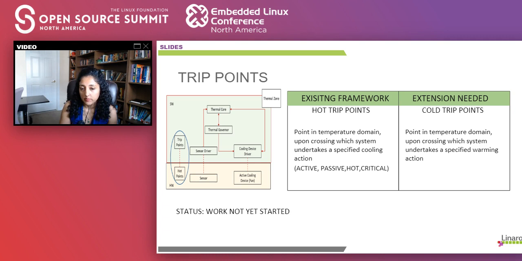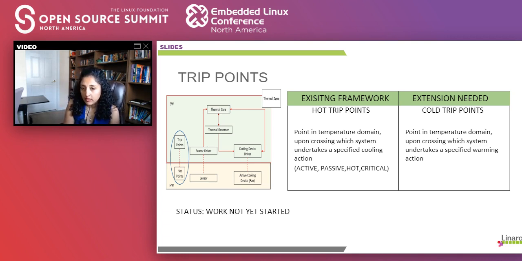There is the active trip point and the passive trip point. An active trip point means that the cooling device that is called is an active cooling device, and a passive trip point means the cooling device that initiates the mitigating action is a passive cooling device. And then there is a hot trip point, which means that the system is in an emergency. And there is the critical trip point, which tells you that the system is unreliable.